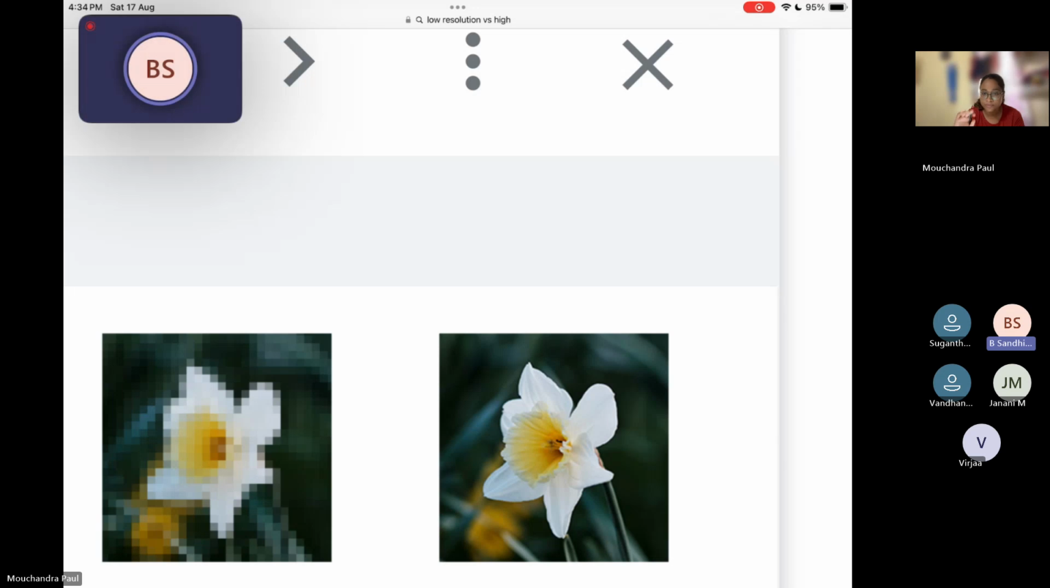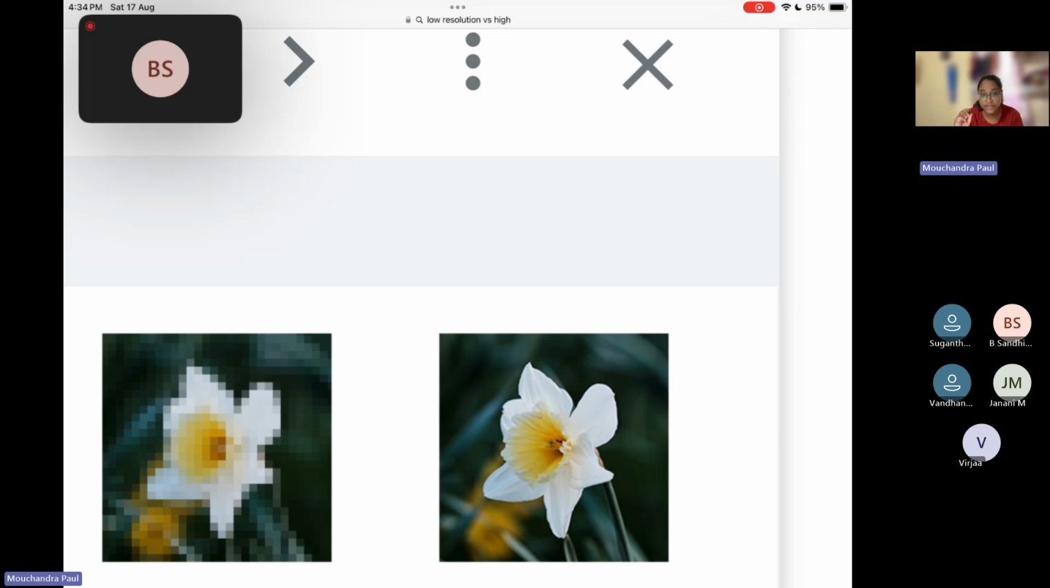B, ma'am. Why? That image was very clear, ma'am. Yes, it is clear. But why is it clear? What is the right term to use here? This image has a higher resolution.